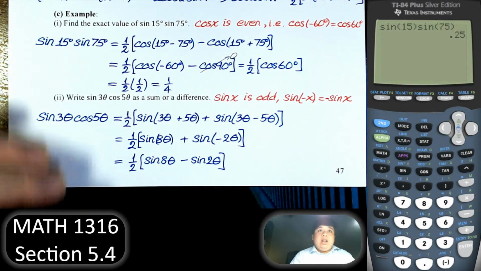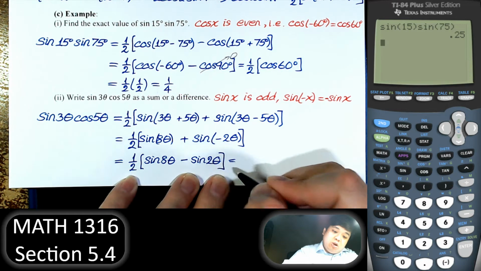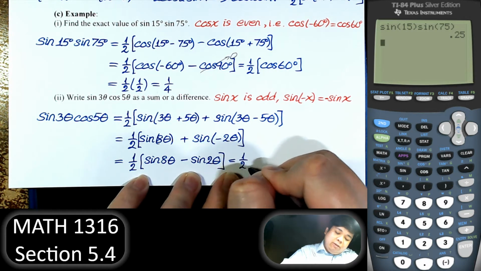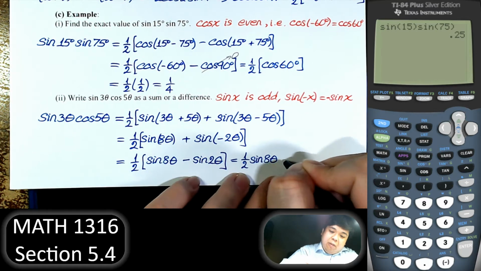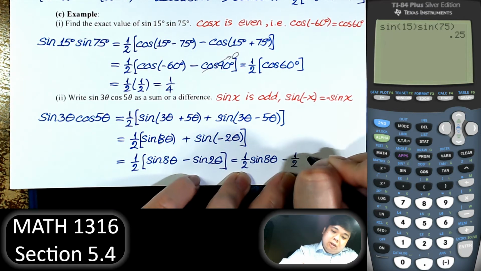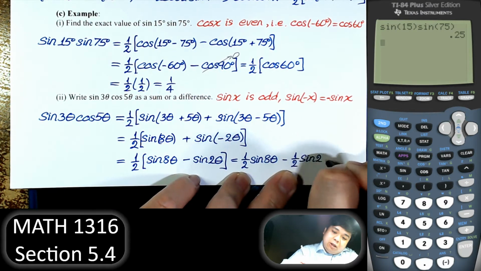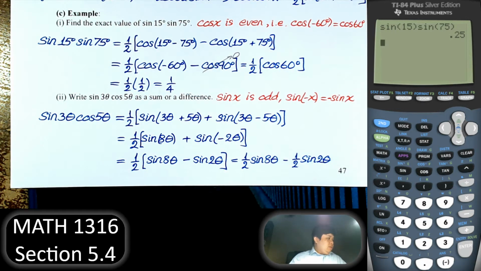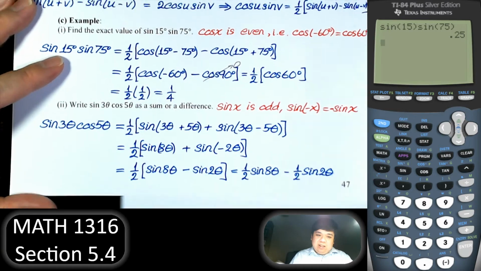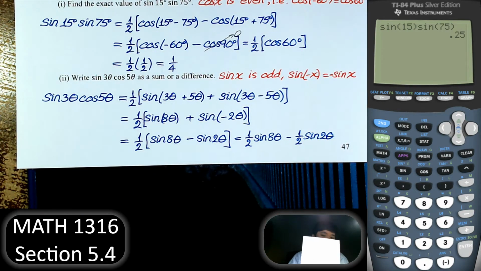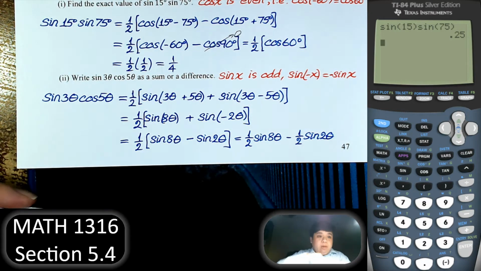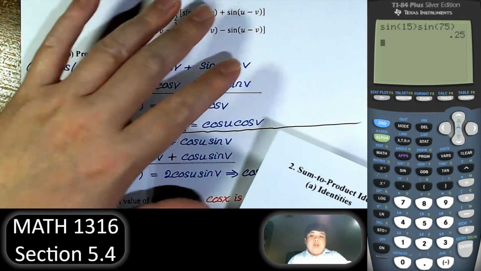If we want to write it as a sum or difference, we just need to multiply it out. 1/2 sine of 8 theta minus 1/2 sine of 2 theta. That's simple enough, right? So that's the first part of it, the product to a sum. So we go from a product to a sum.